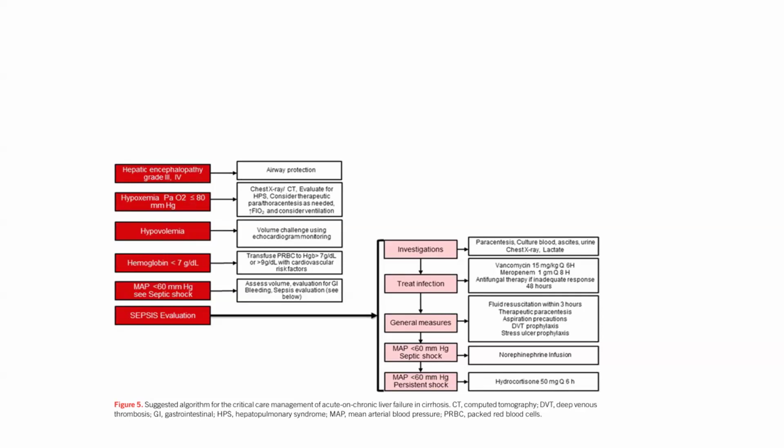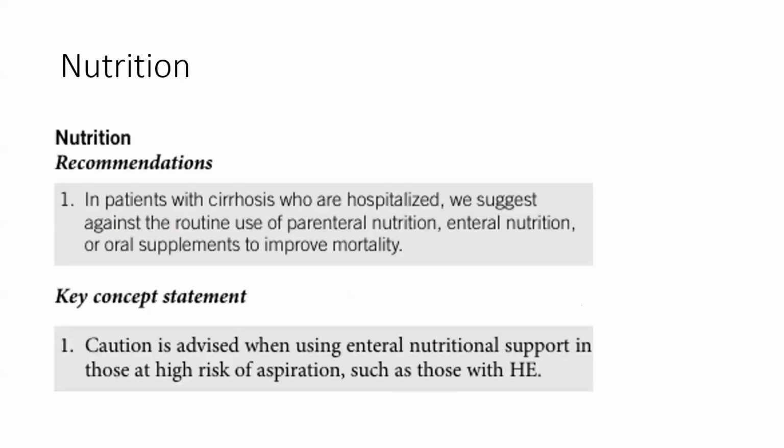Ascitic tapping, urine, chest X-ray and lactate. Then treat the underlying infection with appropriate antibiotics. Then we need to follow the general measures like resuscitating the patient properly, DVT prophylaxis, stress ulcer prophylaxis. If the MAP is low, if the patient is hypotensive with septic shock, then start with norepinephrine and hydrocortisone.